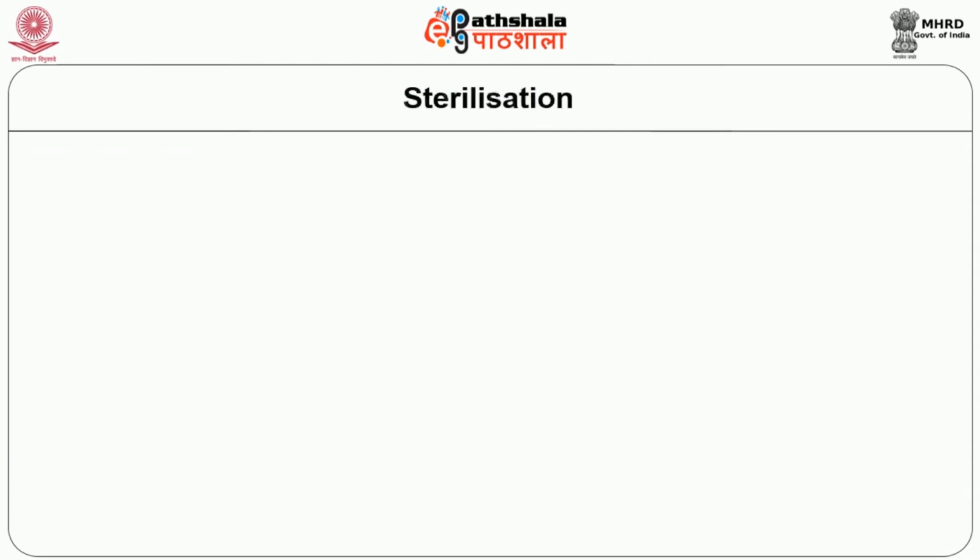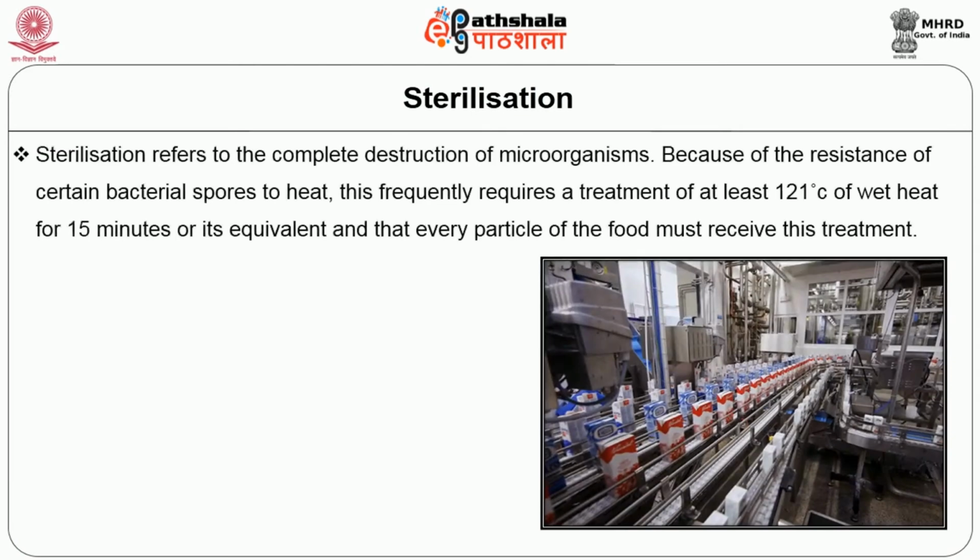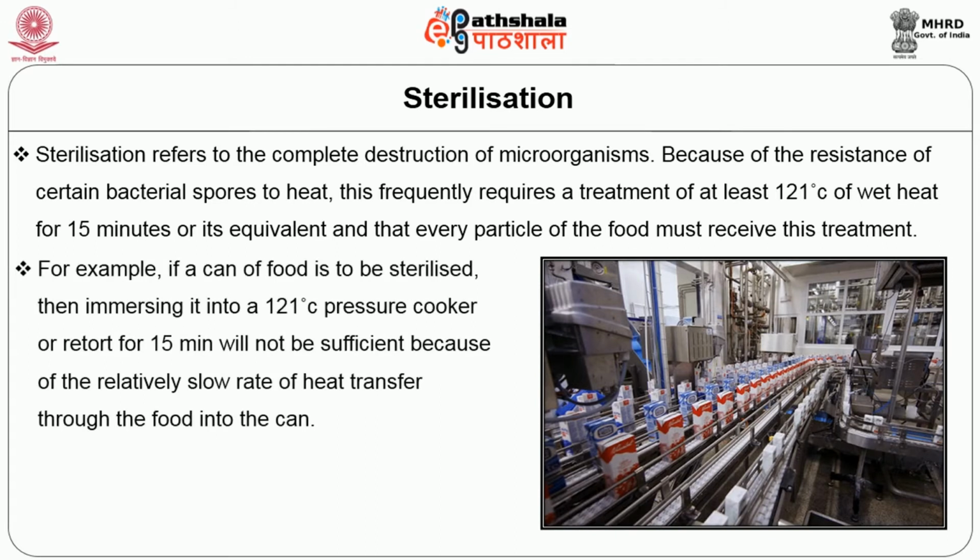Next one is sterilization. It refers to the complete destruction of microorganisms. Because of the resistance of certain bacterial spores to heat, this frequently requires a treatment of at least 121 degrees Celsius of wet heat for 15 minutes or its equivalent, and every particle of the food must receive this treatment. For example, if a can of food is to be sterilized, then immersing it in a 121 degree Celsius pressure cooker or retort for 15 minutes will not be sufficient because of the relatively slow rate of heat transfer through the food into the can.